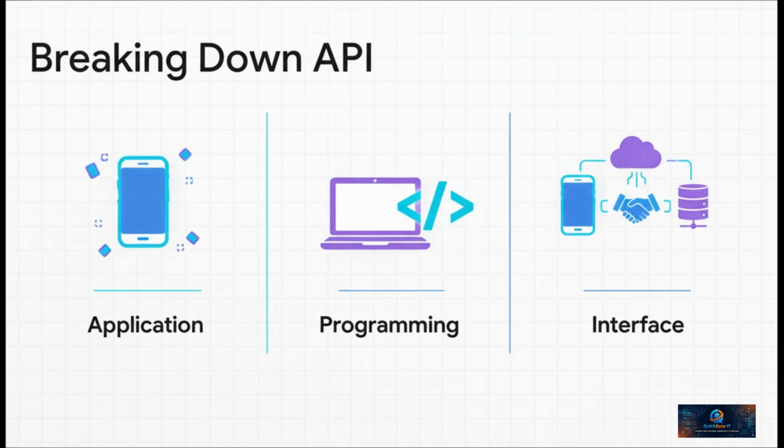Let's just break that down super quick. The application part is easy. That's just your app. Programming is how the developer writes the code that makes the request. You know, get me the weather for this zip code. But the most important word here is interface. Think of it as that point of connection, that shared boundary, that digital handshake where the two systems agree on how they're going to talk.